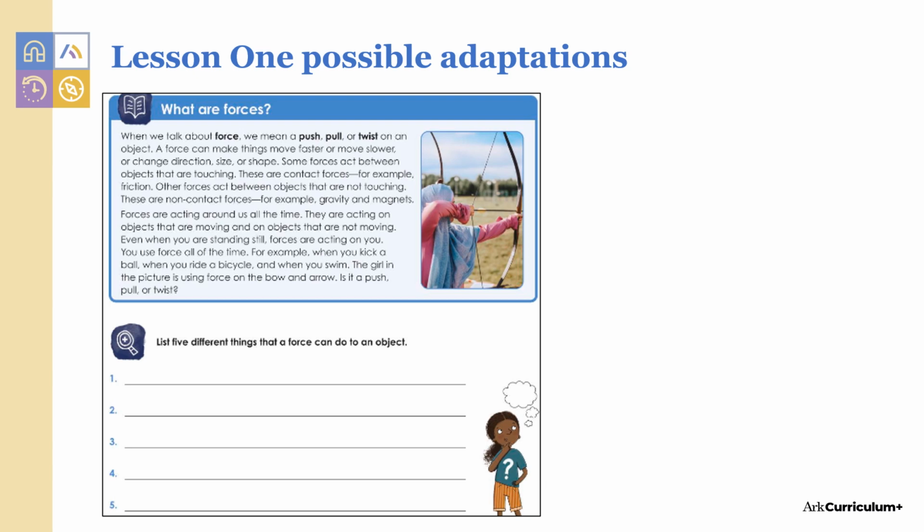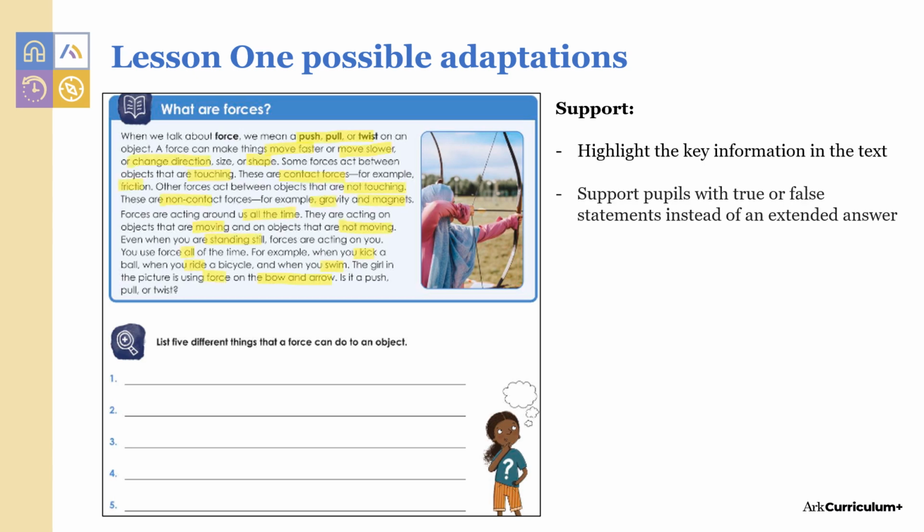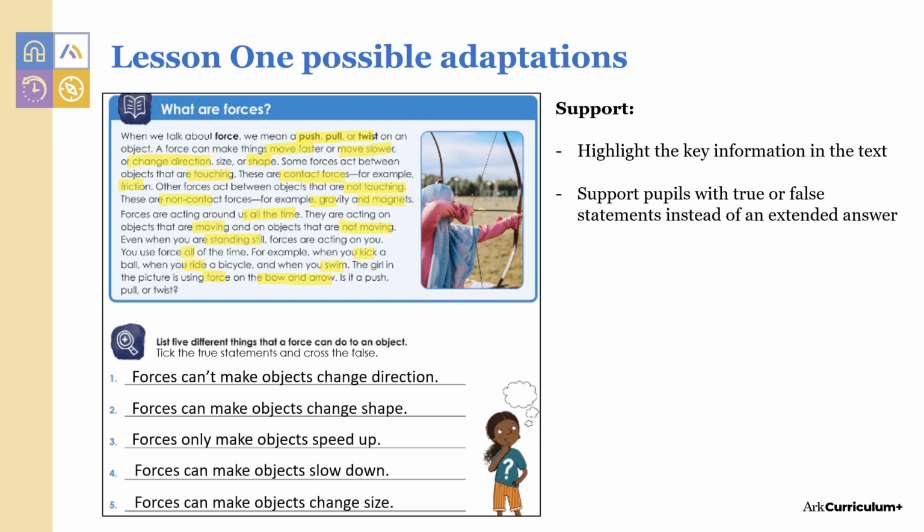In this activity, pupils are asked to read the information about forces and then answer the retrieval questions. To support pupils, you could highlight the key information in the text and support pupils with true or false statements instead of an extended answer. To stretch children, you could show pupils an image and ask what force the image could be showing.